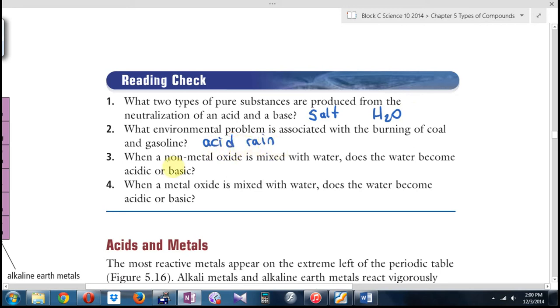When a non-metal oxide is mixed with water, with rainwater, does the water become acidic or basic? Acid rain.